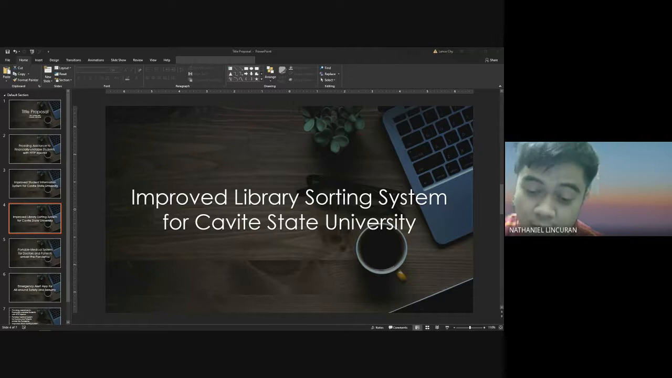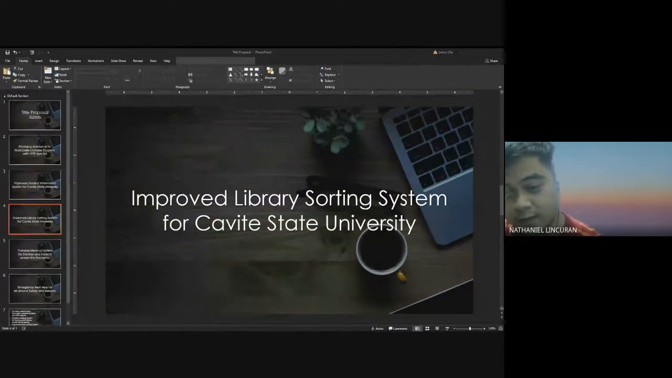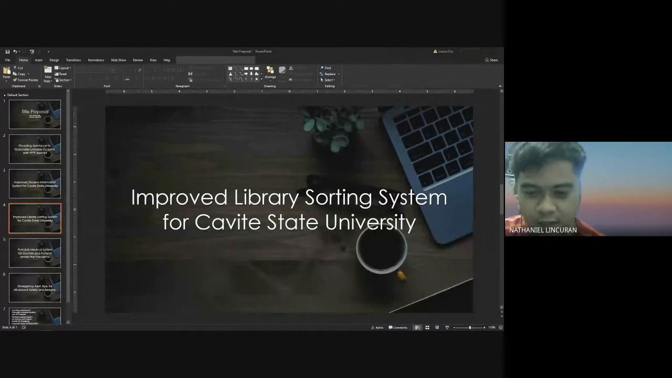As we all know, and as we saw from the library sorting system, it still uses Excel for sorting the different books in the library. So we chose this because the ease of access for every student, for every book available in the library, is not user friendly.